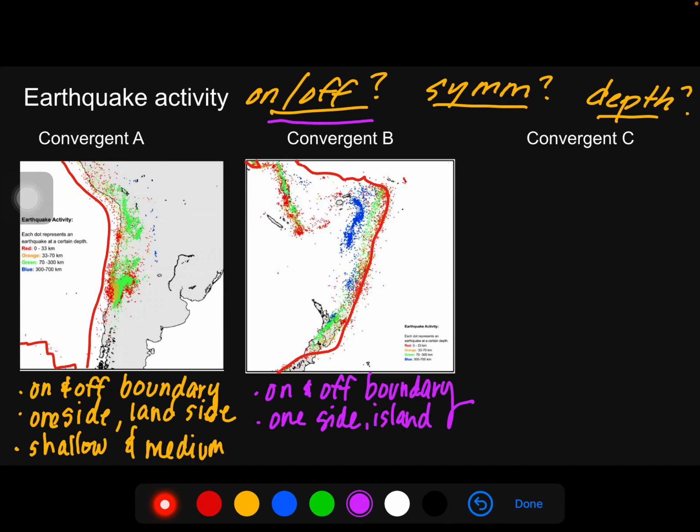Island side. And finally, what is the depth of the earthquakes here? So we see a lot of orange and green. There are definitely red, and this time quite a bit of blue. So here we're seeing earthquakes at all depths.